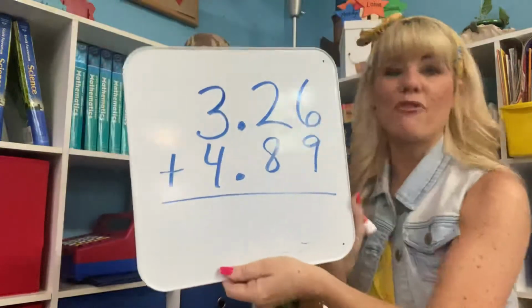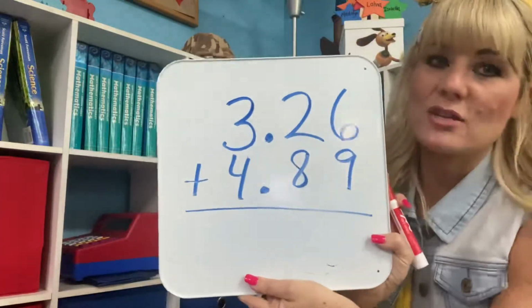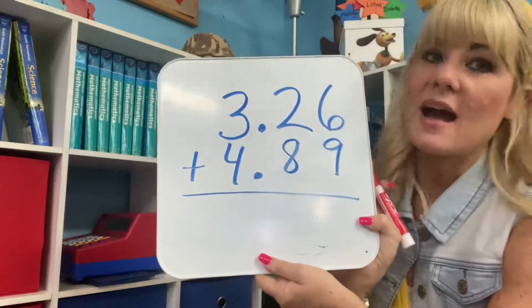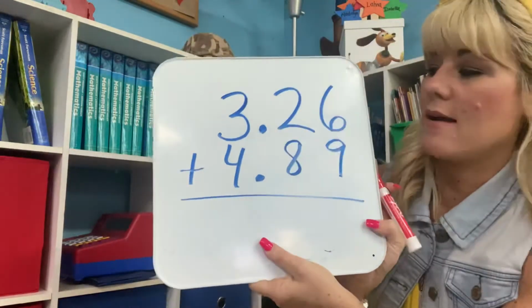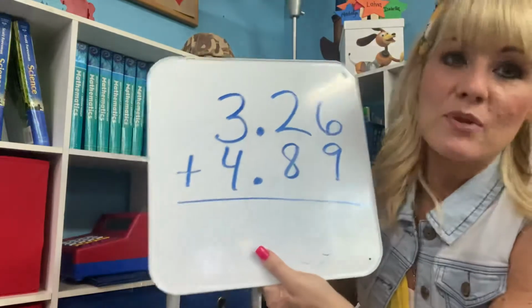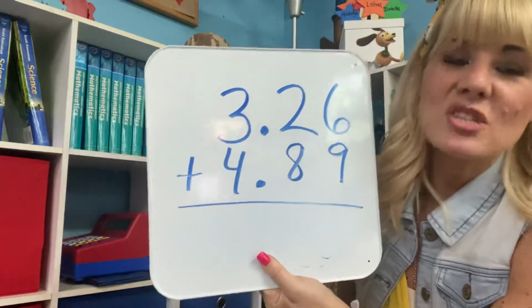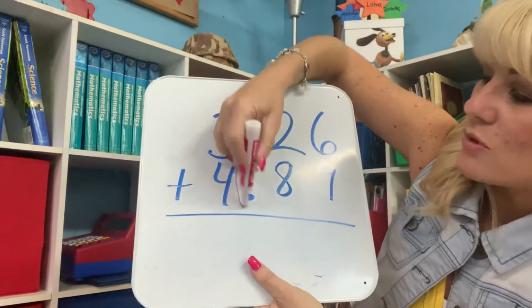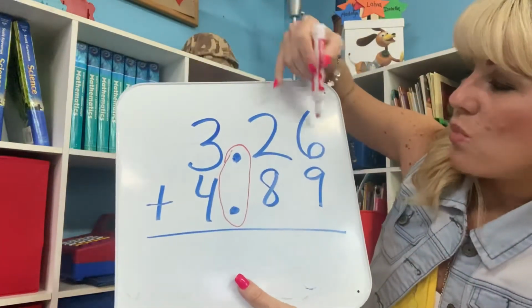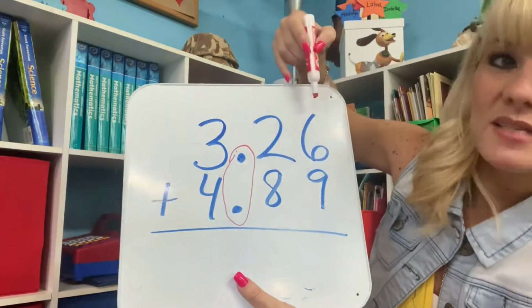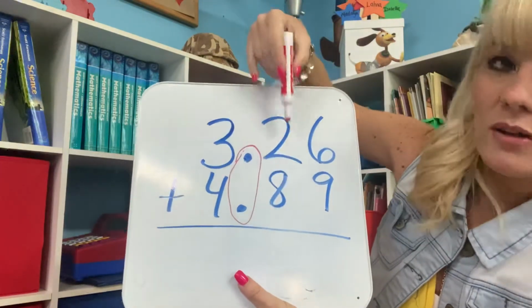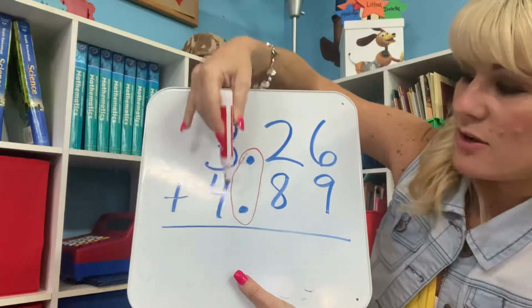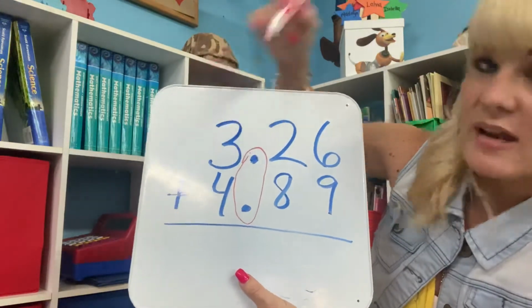So we've done this before, right? Here's 3 and 26 out of 100, or 3.26, and 4 and 89 out of 100, which is 4.89. You guys, the most important thing when you're adding and subtracting decimals is just to make sure the decimal is lined up. So in this problem, the decimals had to be lined up. The hundredths column had to be lined up. The tenths column had to be lined up. And what is this? This is the ones place value, ones, because it's right in front of the decimal.